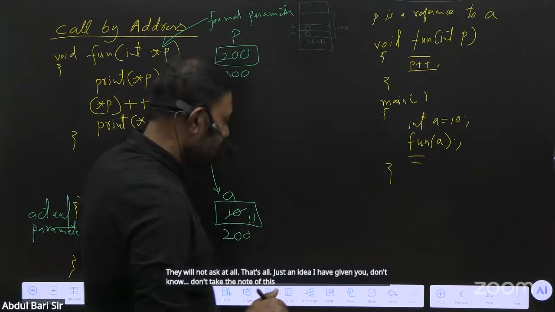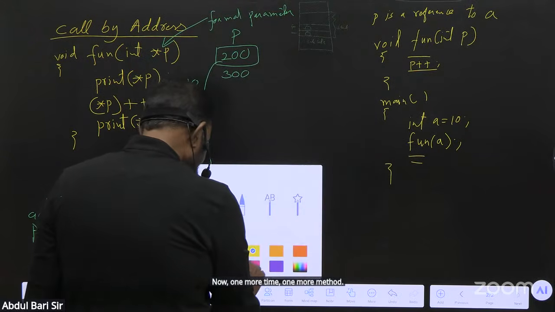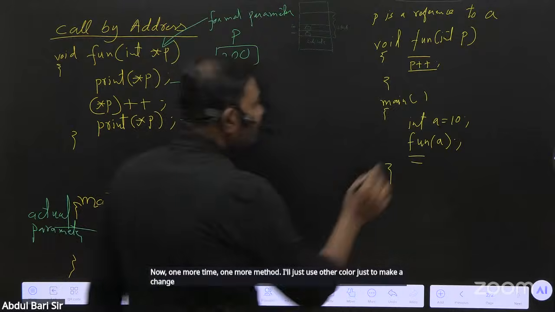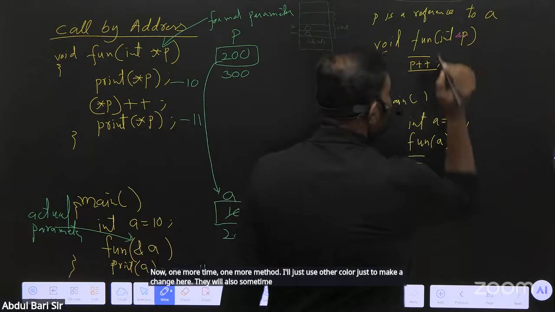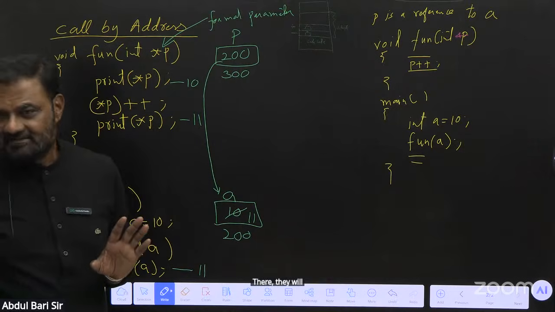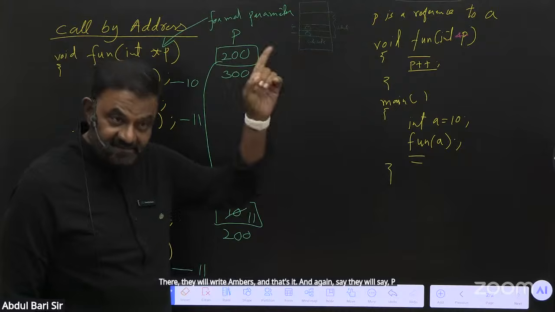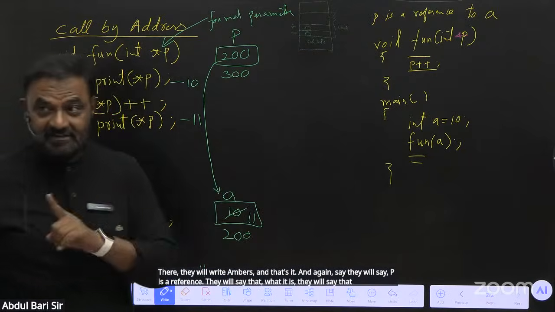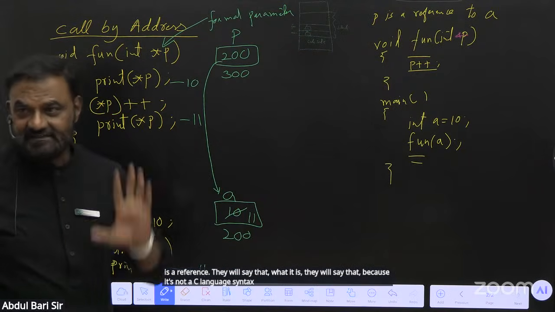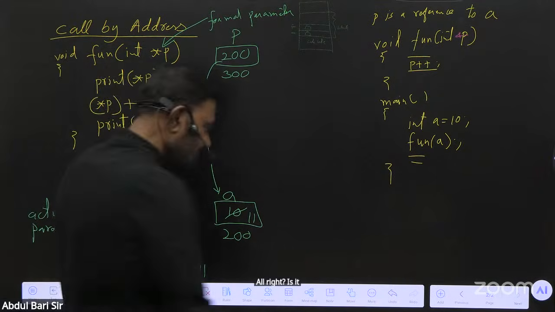Okay? This is now one more method. I'll just use another color to make a change here. They will also sometimes write an ampersand here. There they will write an ampersand. That's it. And again, they will say p is a reference. They will say that because it's not a C language syntax. All right? Is it clear? That's enough.